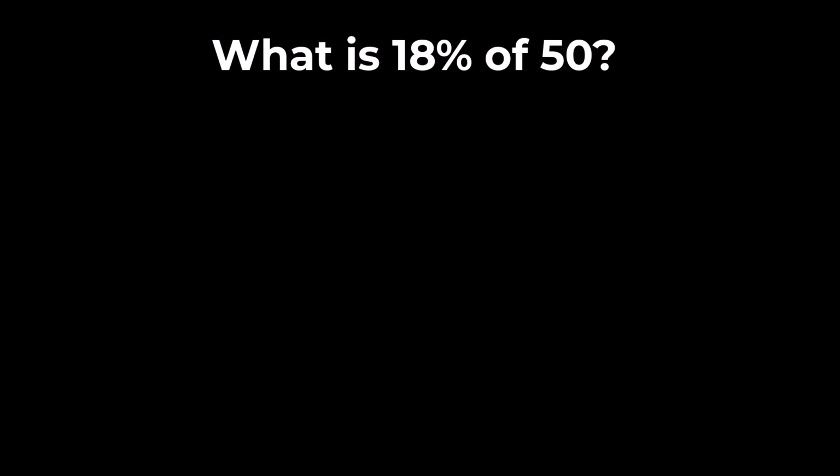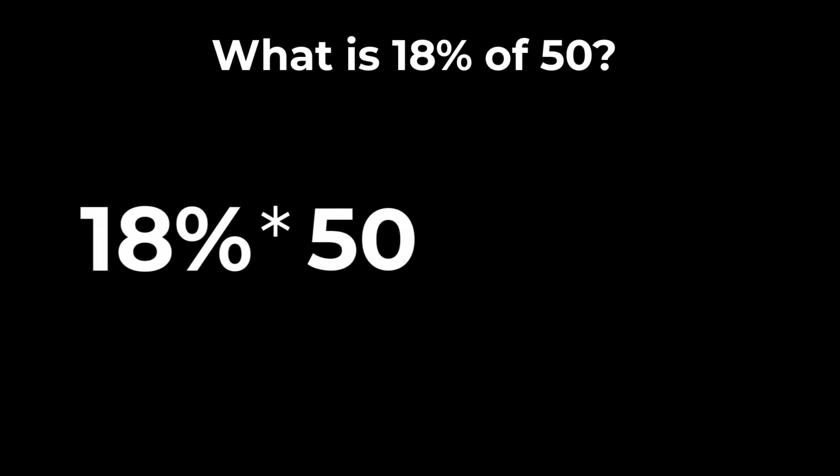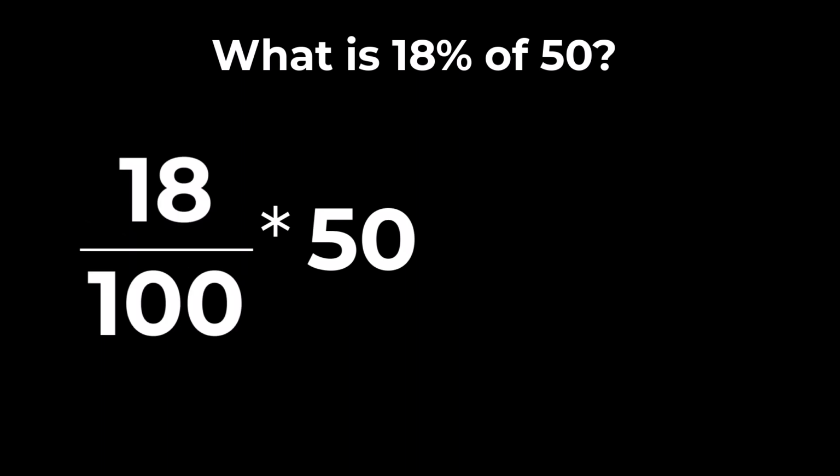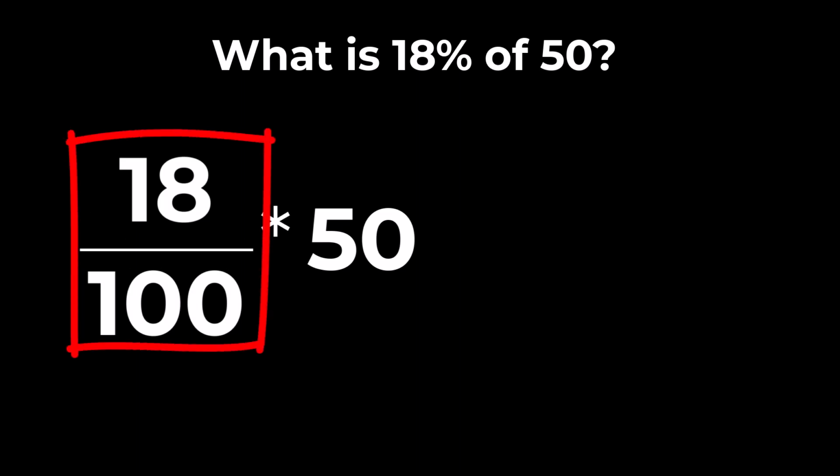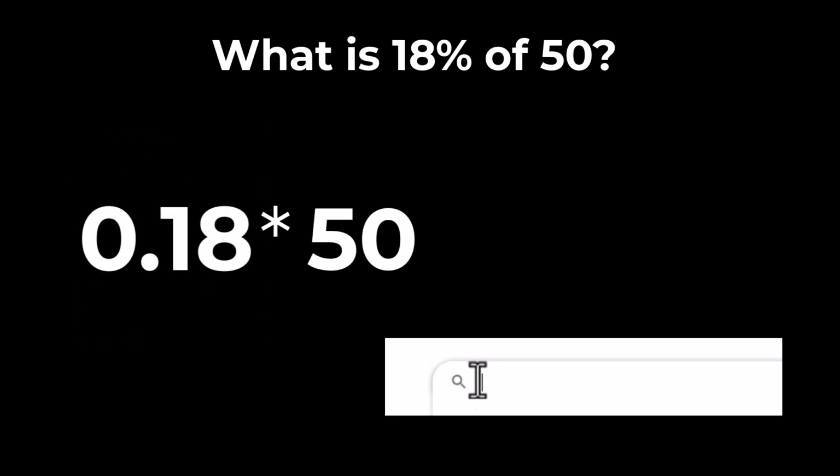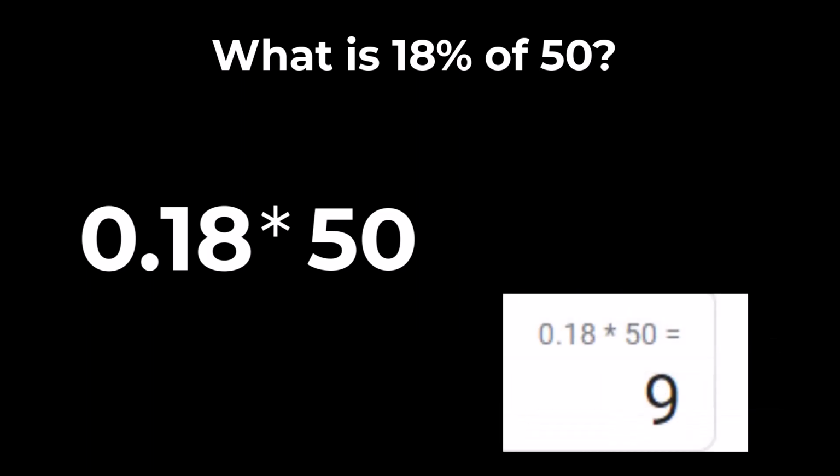Okay, so using the model we just spoke of, we're going to take that 18% and we're going to multiply it by that 50. Now remember that 18% is actually 18 over 100. And honestly, I make this even easier on myself by dividing that 18 by the 100 and making 0.18. And from there, my friends, we just run it through our favorite calculator and see what the result is. So there you have it, my friends. 18% of 50 is 9.